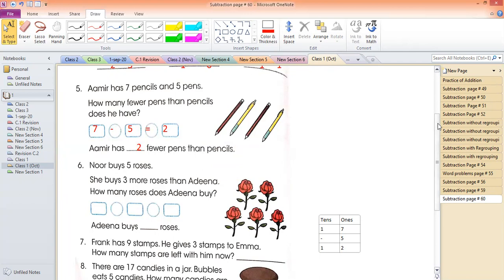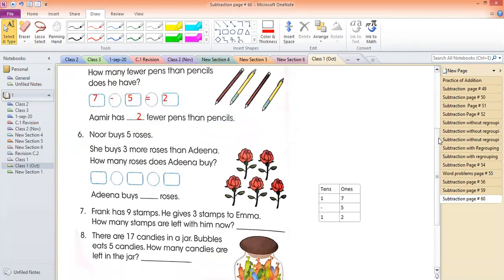Now for question number 6. Question number 6 is saying, Noor buys 5 roses. And Noor buys 3 more roses than Adina. So how many roses does Adina buy? Okay. Noor buys 5 roses. She buys 3 more roses than Adina. How many roses does Adina buy? For this answer, Abdul Rahman. Yes, question number 6. How many roses does Adina buy?